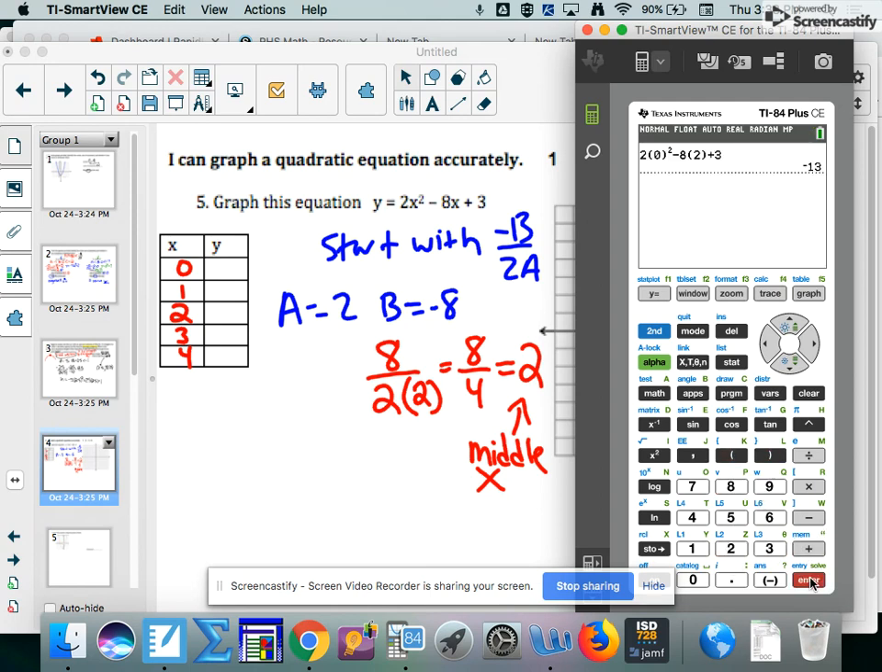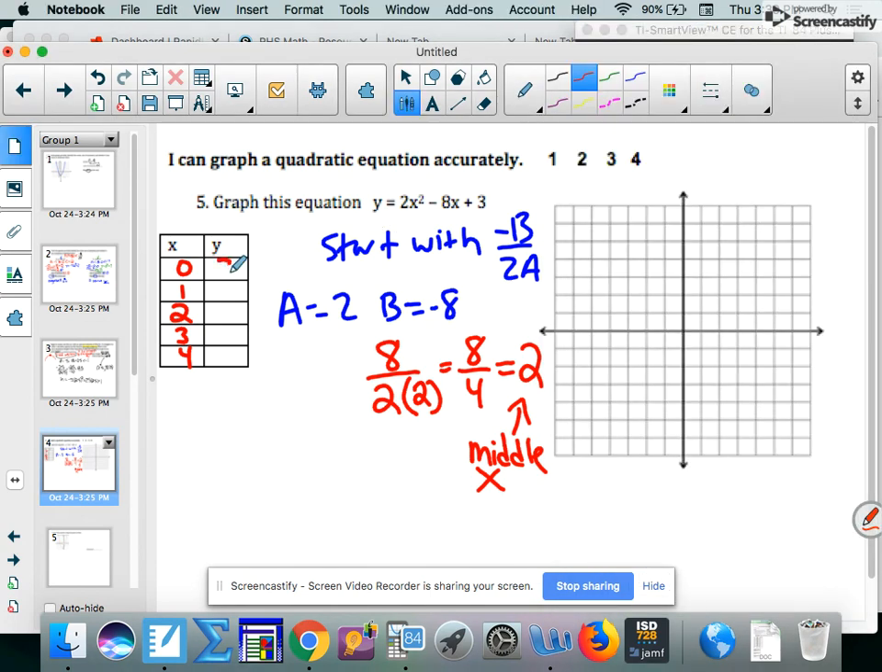Oh, sorry, I messed that up. I put in a 2. Sorry, 2 times 0 squared minus 8 times, right here should be a 0 because it's the x value. That's what I had accidentally done before. And then plus 3, and you should get 3. So that's the y value for when x is 0.